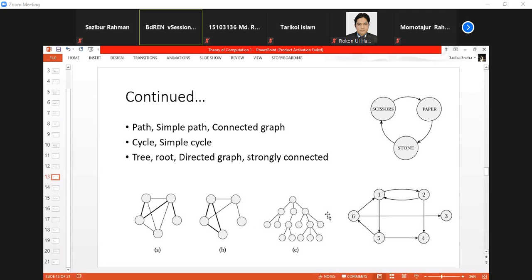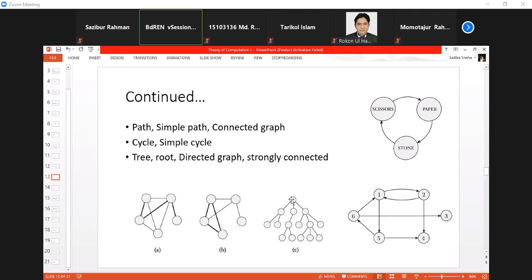Okay, so we know a tree has a root. A tree may contain a specifically designated node that is called a root. We know that the starting node, we call it a root.